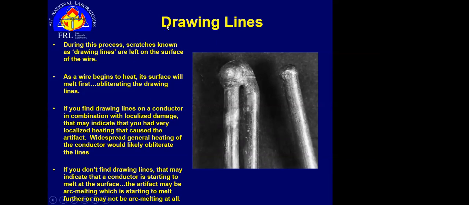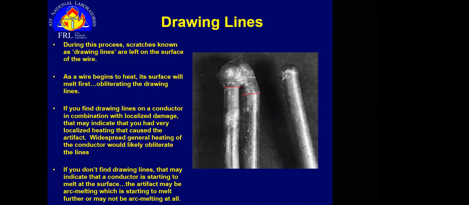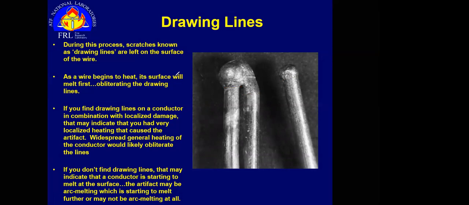Where's my cursor? I'll see if I can do this. You can see them up to the area of damage, and then they just completely are obliterated because of the arc melting. So that's something to keep in mind. Again, like you see in the bottom bullet point here, if they're not present, that's a very good indicator that the entire conductor is starting to melt, possibly from fire impingement.